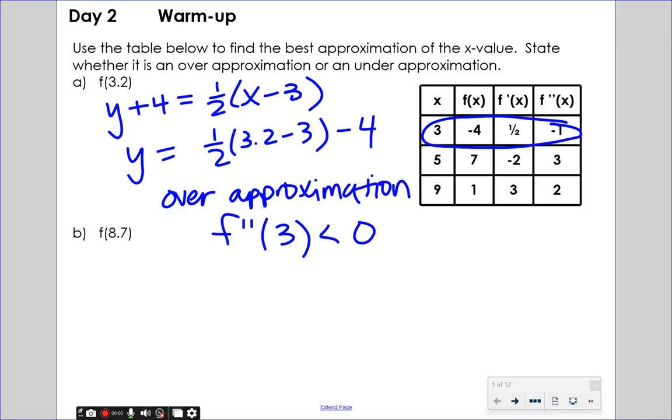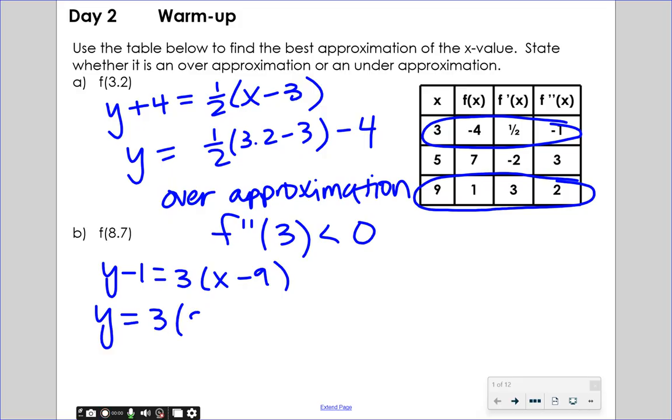Okay, f of 8.7, what number do we have closest to 8.7? 9. So I'm going to use this row for this one. So write my equation of my tangent line. y minus 1 equals 3 times x minus 9. Plug in 8.7 for x, solve for y. So y equals 3 times 8.7 minus 9 plus 1. There's your approximation.